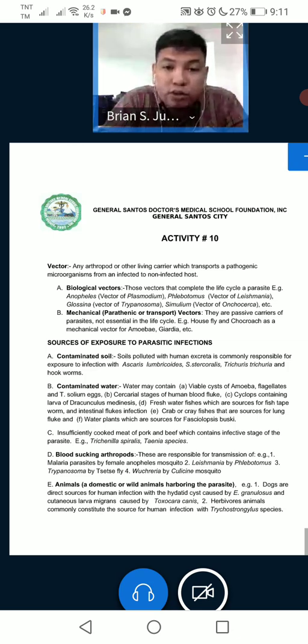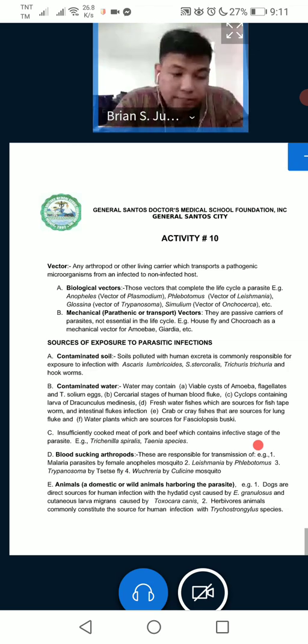Tinanggal siya sa roster of the different types of hosts because of its classification. Vectors mostly are lower forms of animals. Usually they are arthropods, basically insects, spiders, kaya siya tinanggal doon sa roster ng mga host. They separated it and called it vector. A vector is any arthropod or other living carrier which transports pathogenic microorganisms from an infected to a non-infected host. So, kinakalat nila yung infection.